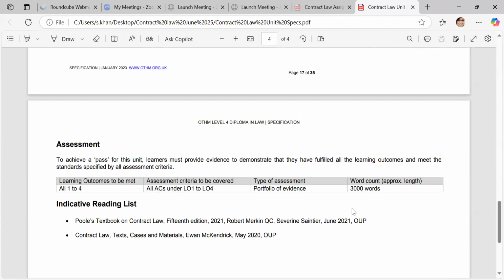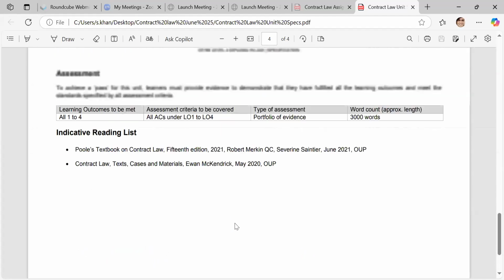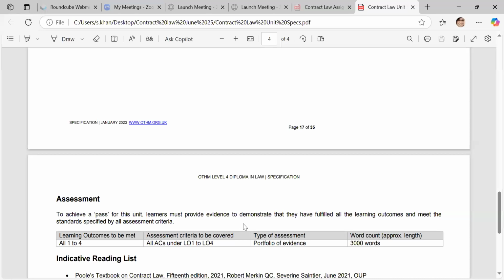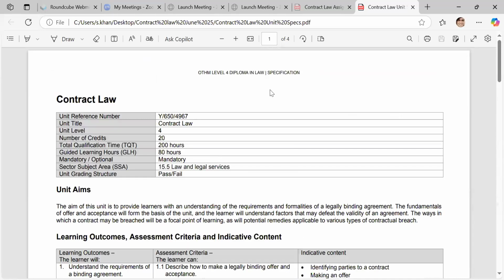To achieve a pass for this, learners must provide evidence that they have fulfilled all the learning outcomes. It's a portfolio of evidence, and the word count on your assignment is 3,000 words with 10% flexibility, okay? Any questions on the unit specification? No? Okay, so we'll go on.